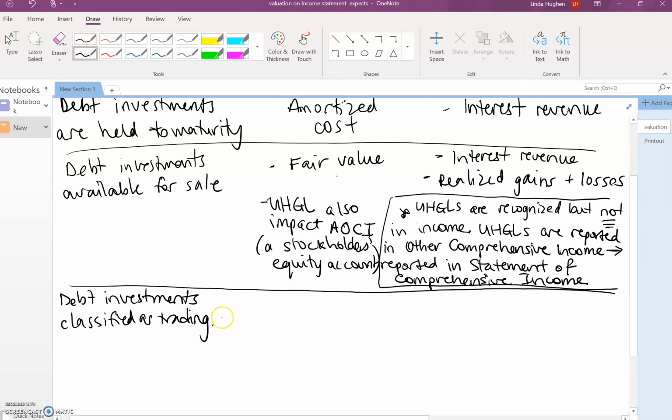Because these can be sold at any point, they are valued on the balance sheet at fair value. Of course, because it's a debt investment, all debt investments have interest revenue being reported on the income statement. Of course, these are going to be sold, so any realized gains and losses are going to be reported in income.